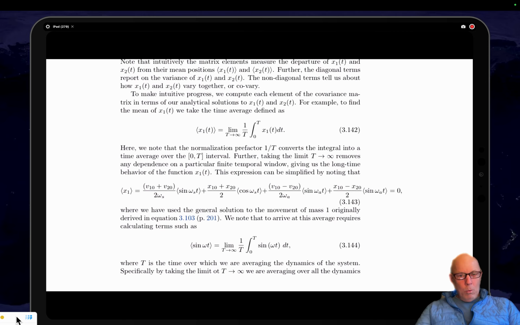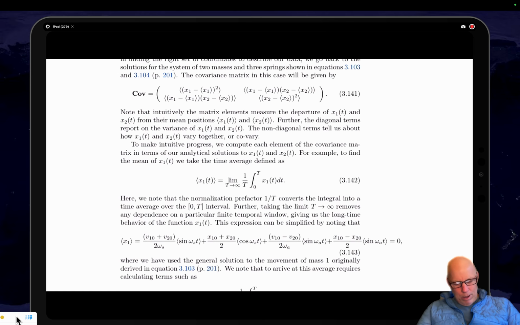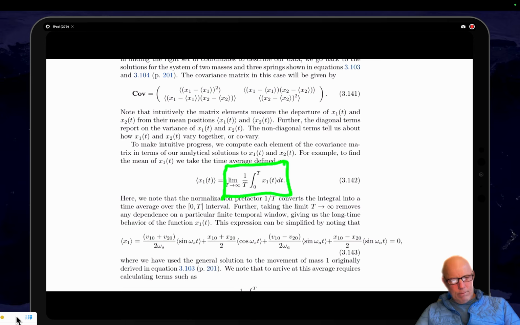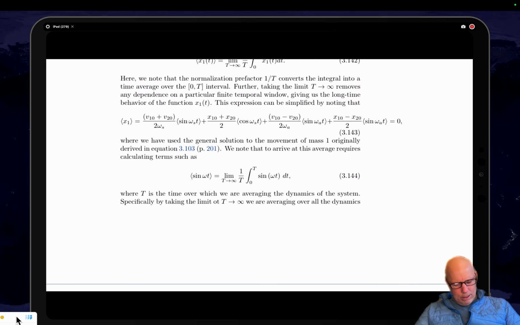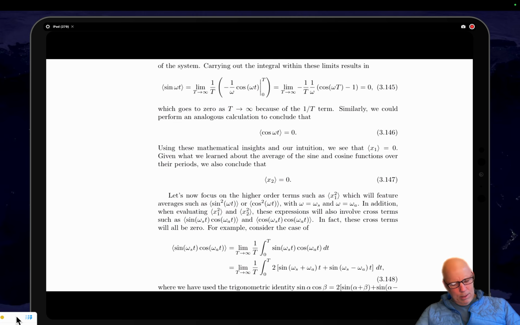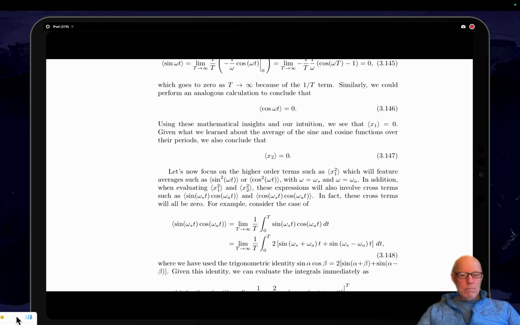Okay, so what is the idea here? If I want to find the average of x1, notice above that I require average x1 in order to compute the covariance matrix. What that amounts to is that I need to take this original thing, which was x1, and average it. When I say average it, I mean evaluate this integral. What we're going to find is that essentially all of these independent sines, cosines, etc., are all 0. So the average value, average x1, average x2 are 0, end of story.